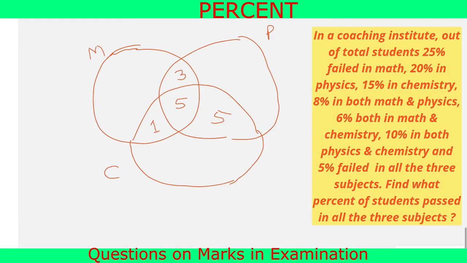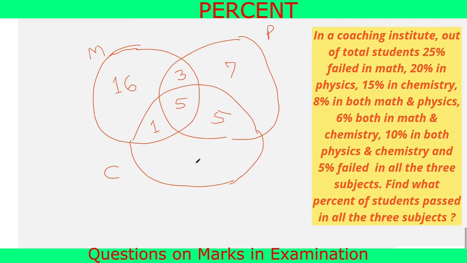So this makes 6. Now the number of students failed in maths is 25%. So 3 plus 5, 8 plus 1 is 9, and we put 16 here, so that will make 25% failed in maths. The number of students failed in physics is 20%. So this is 5 plus 5 plus 3 is 13. So we have to put 7 here. So 7% students in the remaining portion of physics, we put 7. So that makes 20% total in physics.